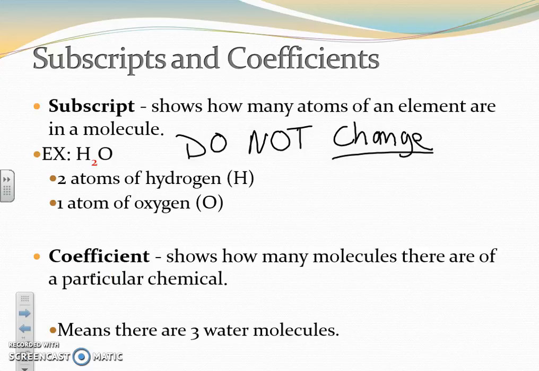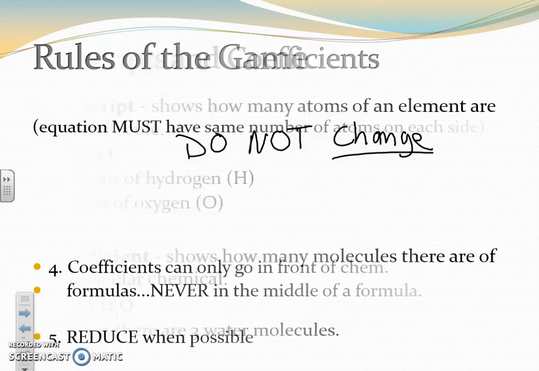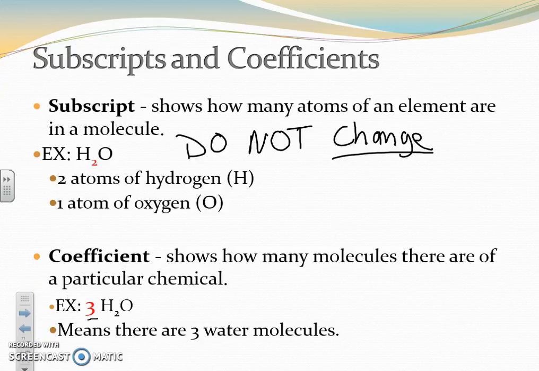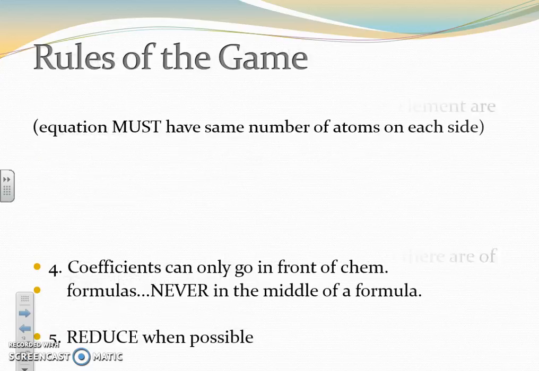This tells us how many molecules or how many pieces, because it doesn't have to be molecules. It could be formula units, things like that. So coefficient, big number out front. That tells me that there are 3 waters. And just to extrapolate that, what that means is I have 6 hydrogens and 3 oxygens total when I'm counting to make sure I have the same number on both sides.